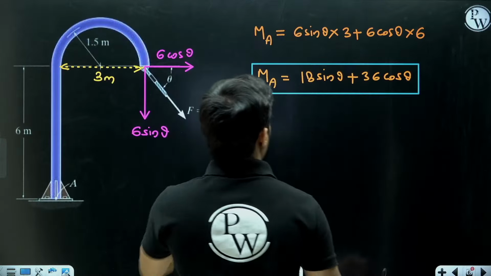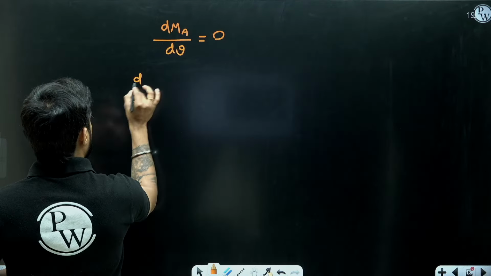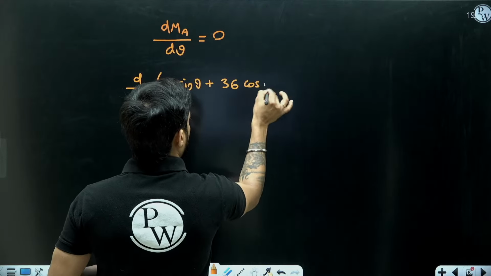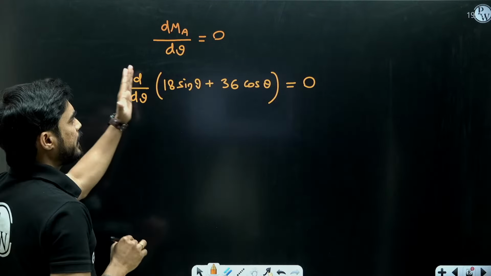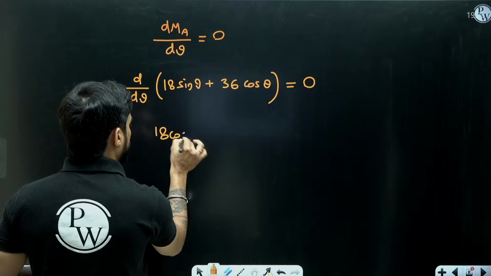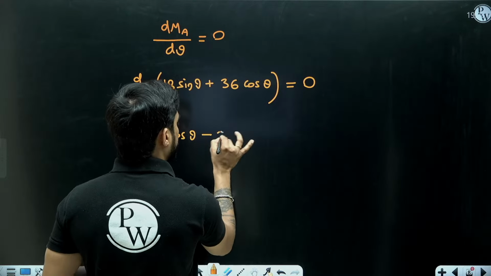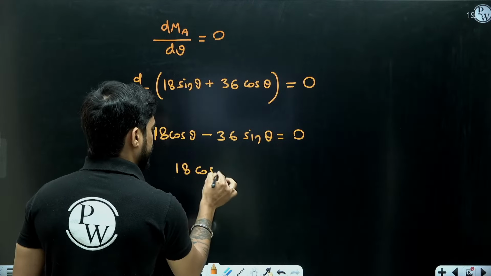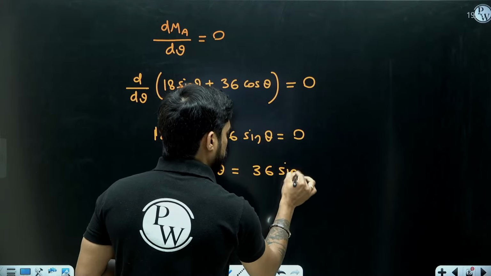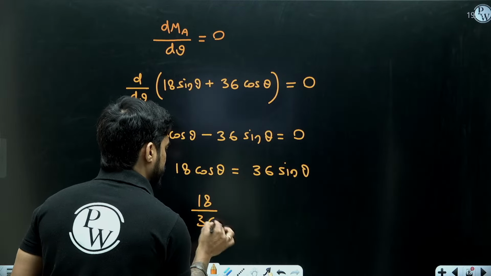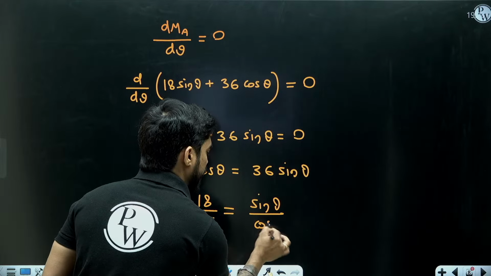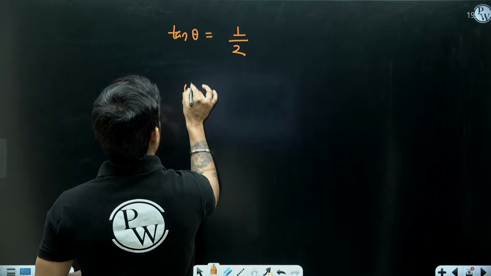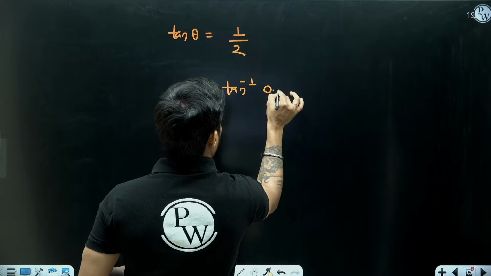Now what is MA? 18 sin theta plus 36 cos theta. So it will be d by d theta of 18 sin theta plus 36 cos theta. If I differentiate sin theta, I get cos theta, and if I differentiate cos theta, I get minus sin theta. So it will be 18 cos theta equal to 36 sin theta. So 18 by 36 equals sin theta by cos theta, meaning tan theta will be equal to 1 by 2. So theta will be equal to tan inverse of 0.5.